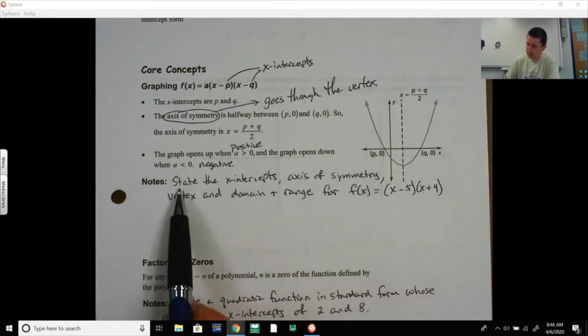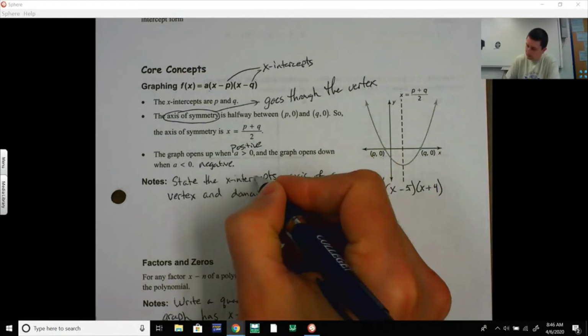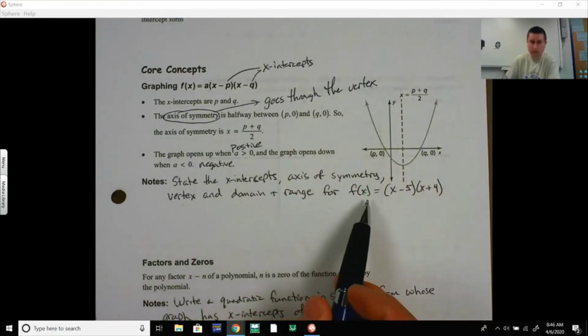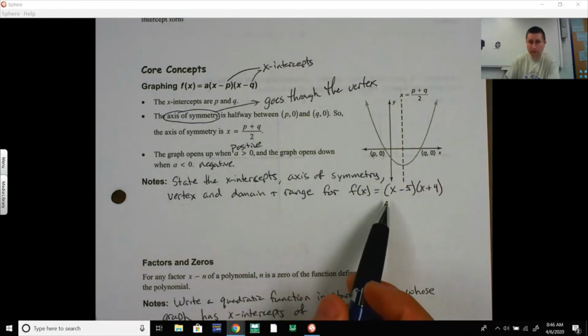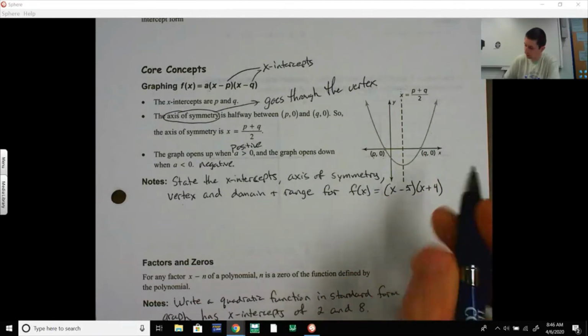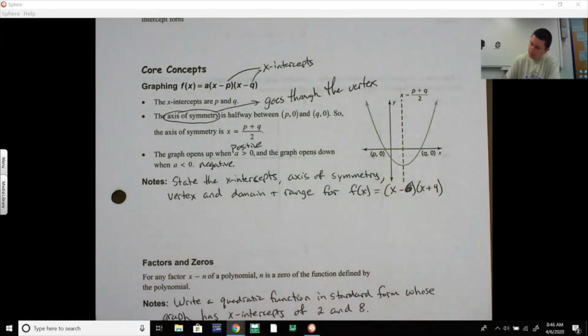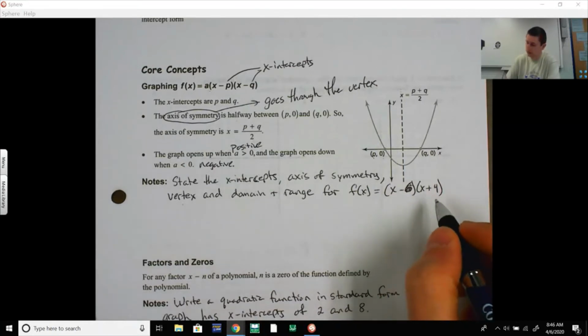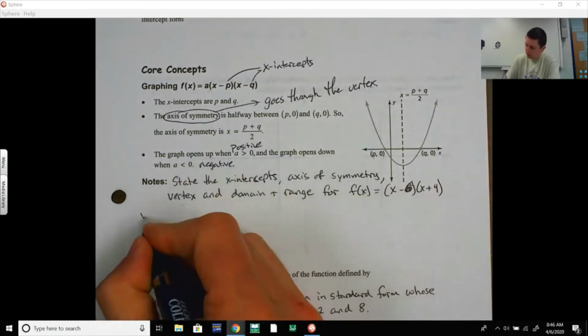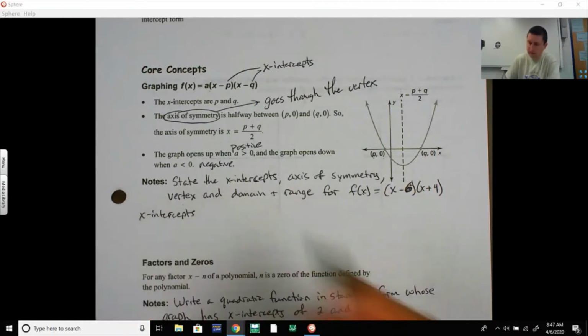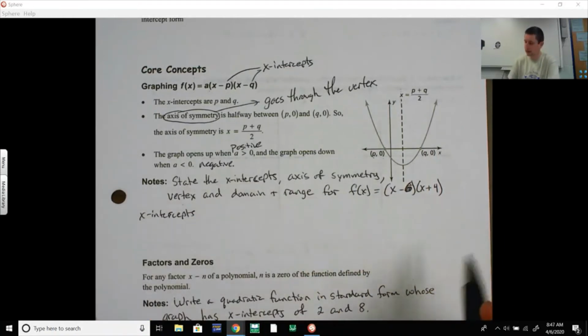Okay, so state the x-intercepts, axis of symmetry, vertex, and domain and range for f of x equals x minus 5 times x plus 4. Now let's change it. Let's go x minus 6. Make things a little bit easier for us. Okay, so x minus 6 times x plus 4. There's our function. So the first thing I want are my x-intercepts. Those are just your zeros. We did this when we were solving these back in chapter 7.